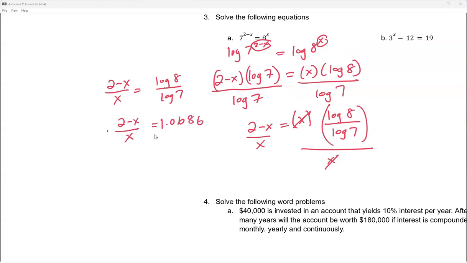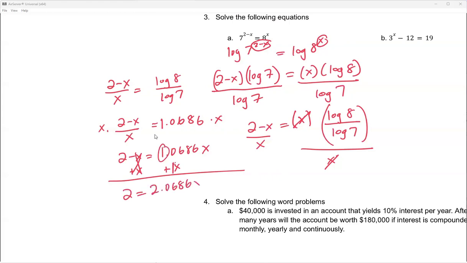I'm going to multiply both sides by x. So it'll be 2 minus x is equal to 1.0686x. Again, algebra is really key here. You add the x to both sides here. So this becomes 2 is equal to, remember you're adding a 1x, so all you're doing is just adding 1 to this right here. So it'll be 2.0686x. Divide both sides by 2.0686.